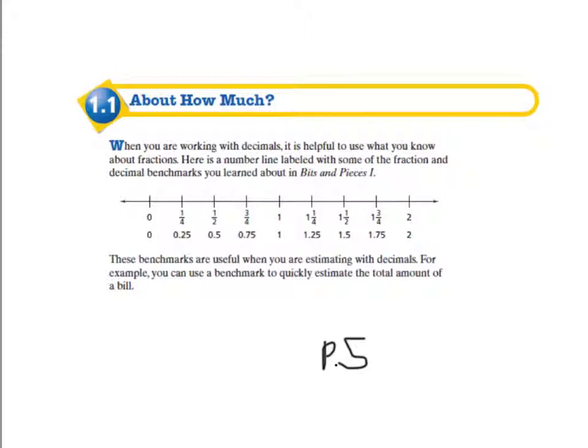Once you're at page 5, take a look, and what you'll see is there are some decimal benchmarks that are given for each fraction. So for example, 1/2 is 0.5. 1 1/2 is 1.5. 0.25 is our benchmark for 1/4. 0.75 for 3/4. These are going to help us as we work through the following problems.